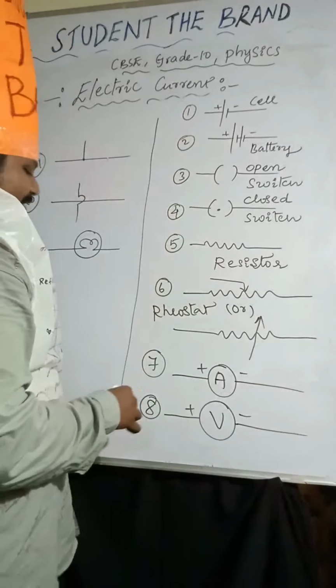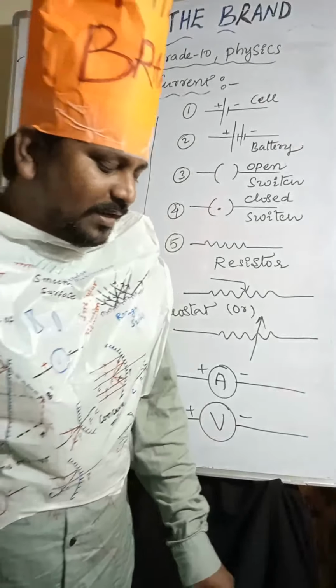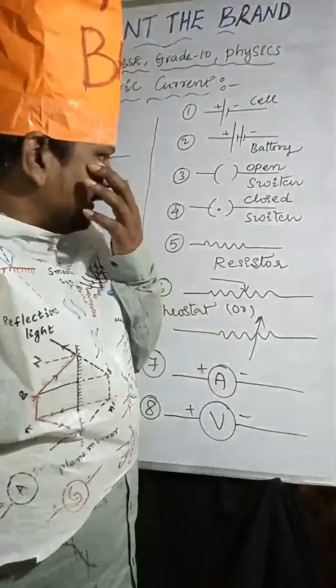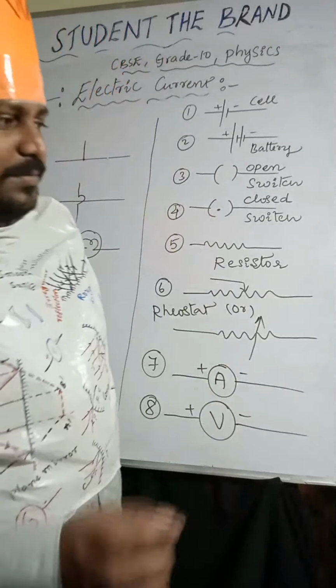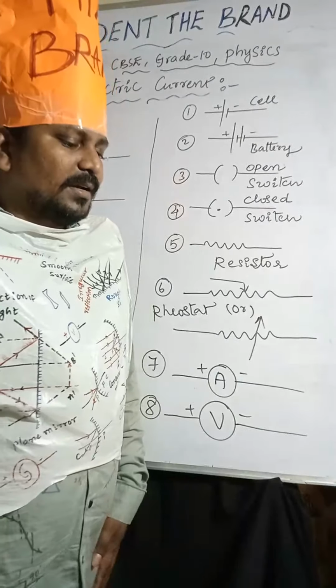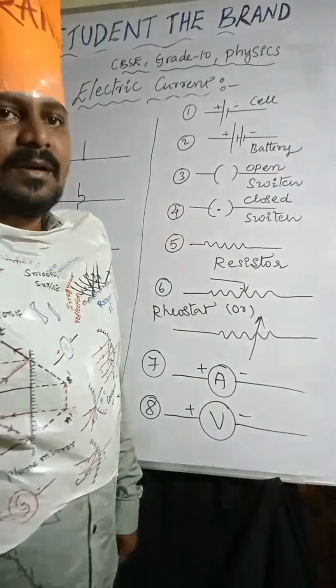Galvanometer is a device which is used to test whether current is flowing or not, and it also shows the direction. At the same time, it measures small, very low currents. Done.